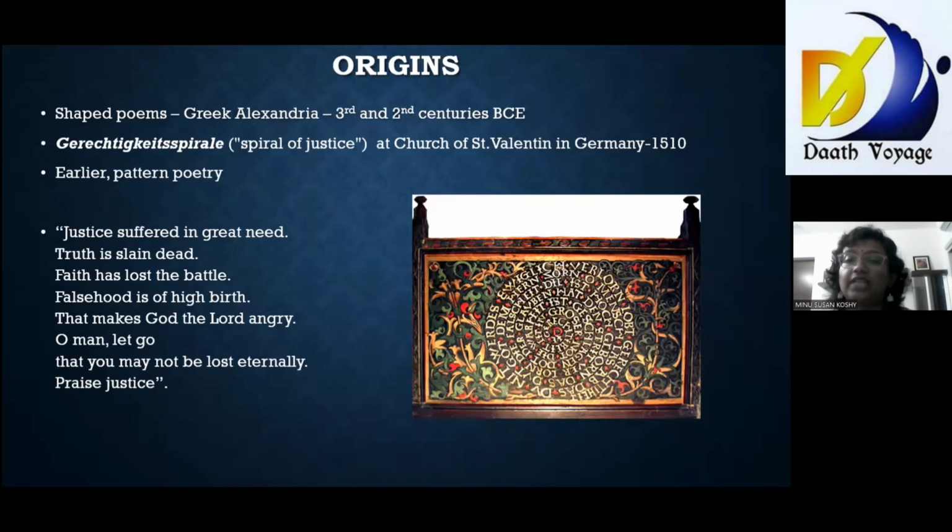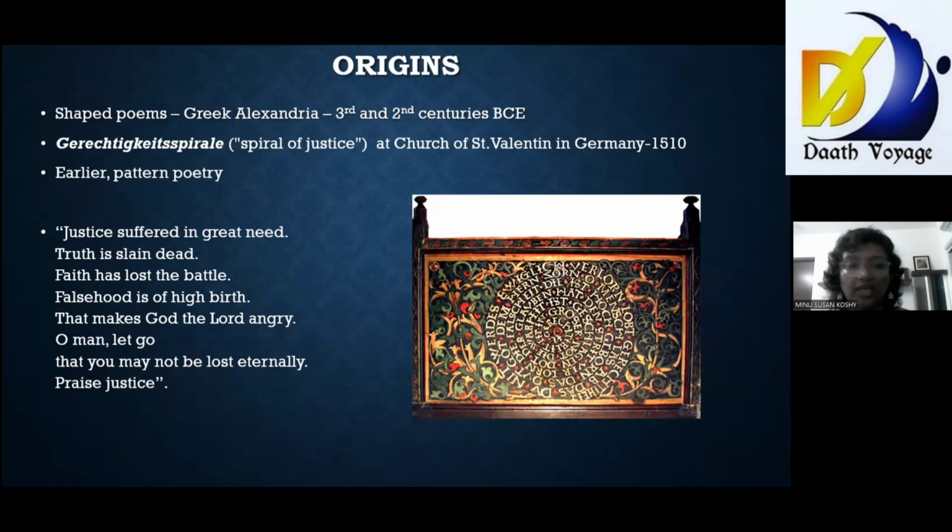In the Church of Saint Valentine in Germany, on the wall or ceiling, there is this image that you see on the screen. If you look closely, you can see that it's a circular pattern, a spiral pattern, like a spire. It goes round and round, and there are certain letters written there. The meaning of the letters is given here.